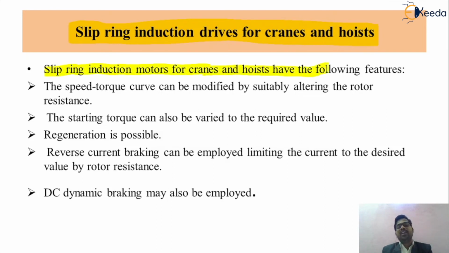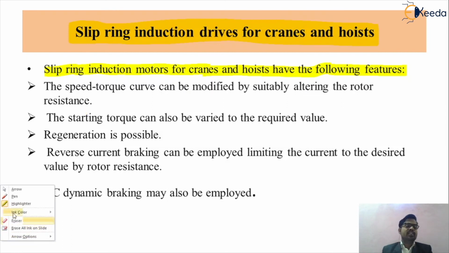So why do we use the slip ring induction motor for cranes and hoists? Because some problems are associated with the squirrel cage induction motor. So friends, in different types of industry we prefer a slip ring induction motor drive for cranes and hoists. So what are the different properties or features?